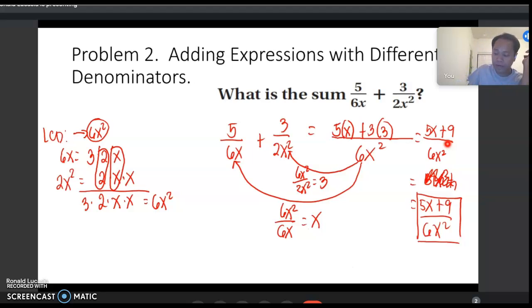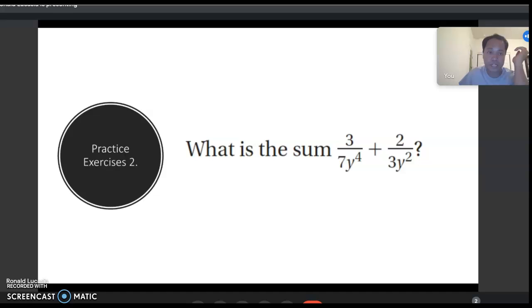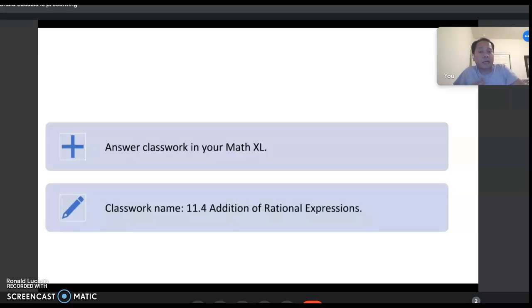Now I want you to try practice exercises number 2, and after this practice exercises, you can start your classwork in your MathXL. The classwork name is Addition of Rational Expressions.